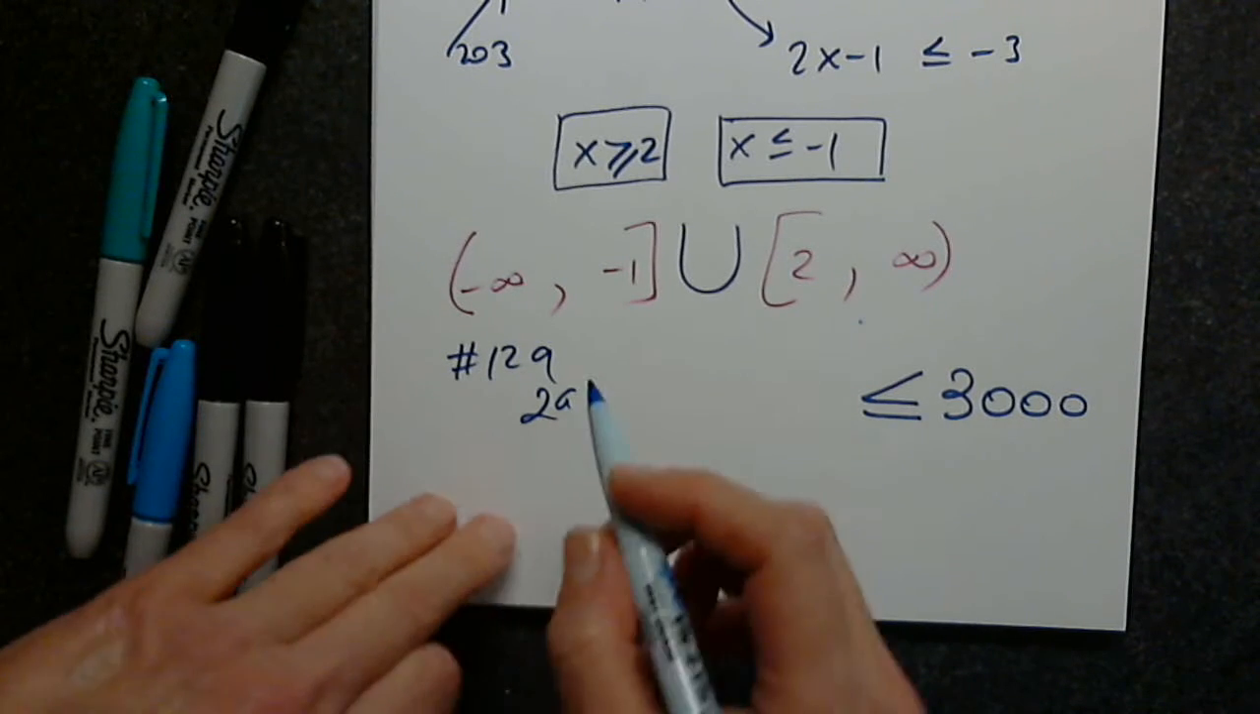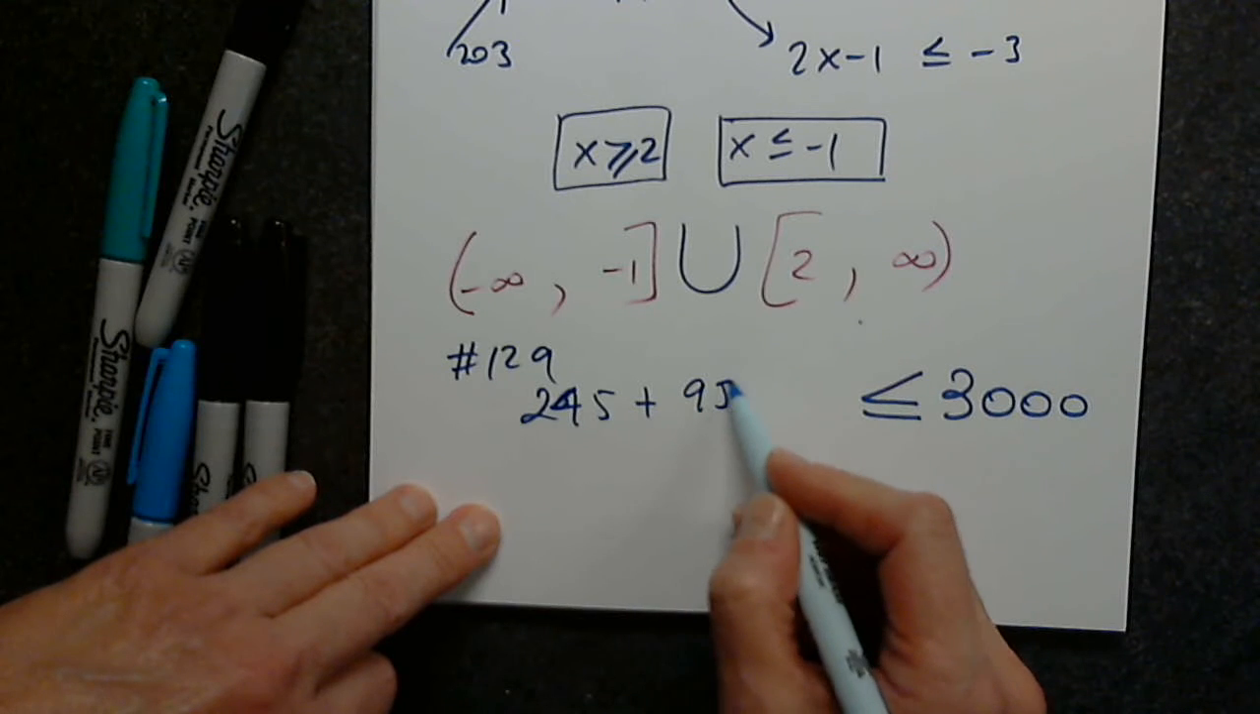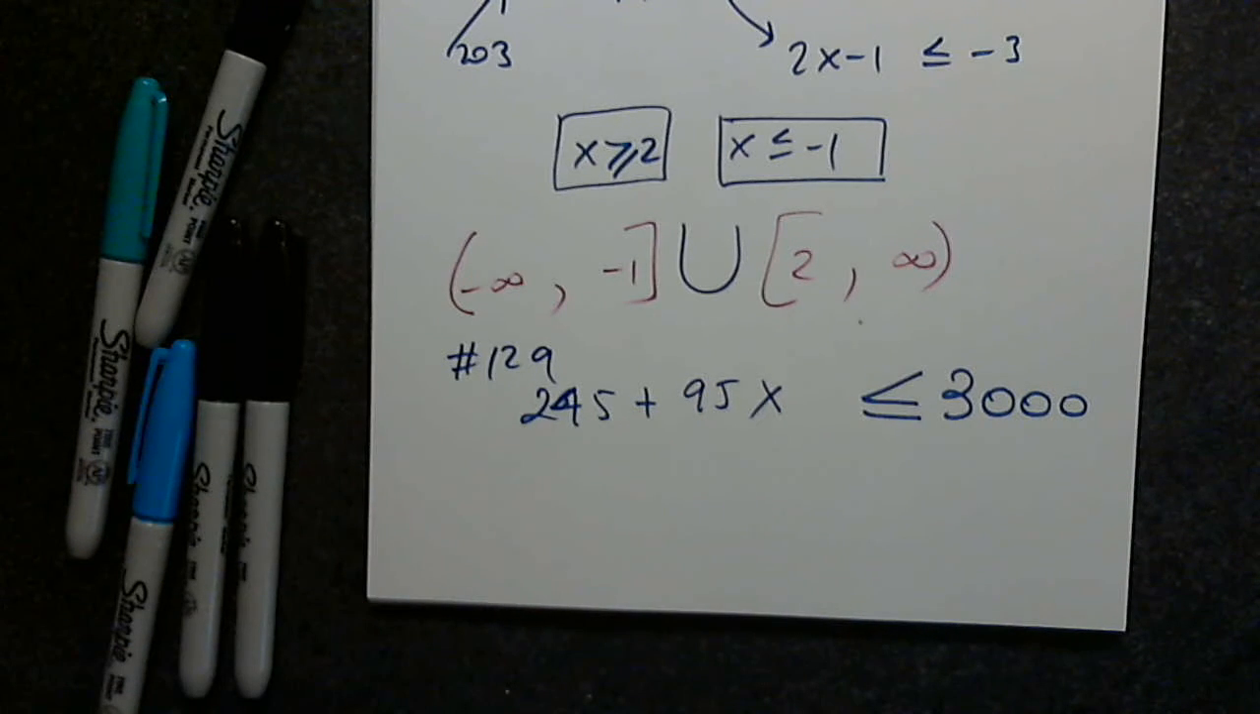Oh, no, it was 245, right? Okay, 245 plus 95x. And this, of course, turns into a linear inequality. Do we understand what we just wrote? Do you understand where it's coming from? Everyone? So the person weighs 245 and each cement bag 95. In order to be safe, we cannot exceed 3,000 pounds. So we want to know how many cement bags we can put in the elevator in one trip.